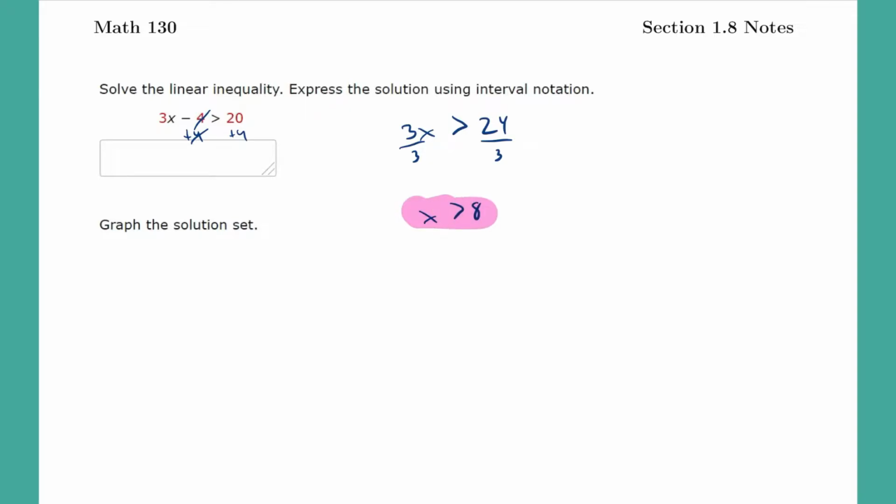Now the graphing part: you just draw a number line. Zero is in the middle somewhere. 8 would be over here off to the right. Because the inequality doesn't have the line on the bottom, that means it's an open circle. So open circle at 8. And this means you want to shade the x values that are greater than 8. Greater means to the right. So we would shade to the right, and that would do it.